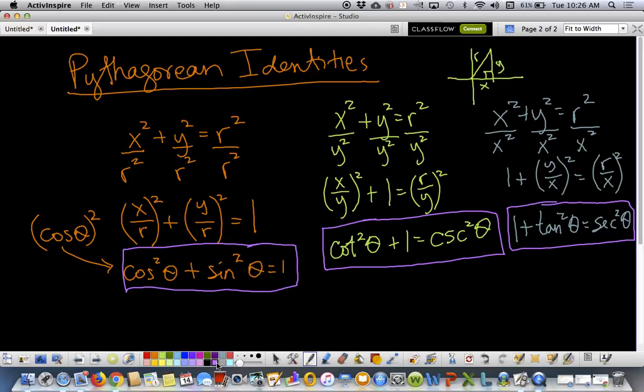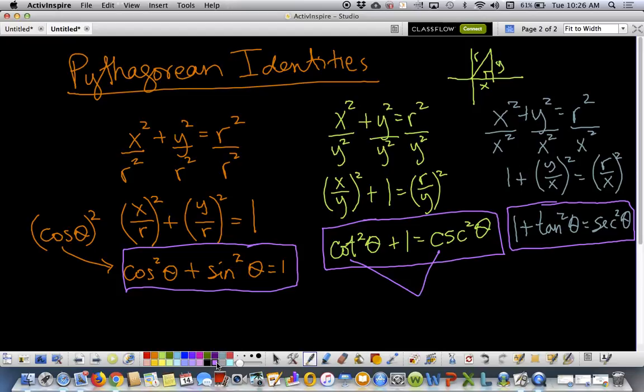Because the one I remember is sine squared plus cosine squared equals 1. The most used, it'll show up on the ACT. It's a great thing to know. Okay? Sine squared plus cosine squared equals 1. Now, let me give you one other thing. I actually do remember one thing.